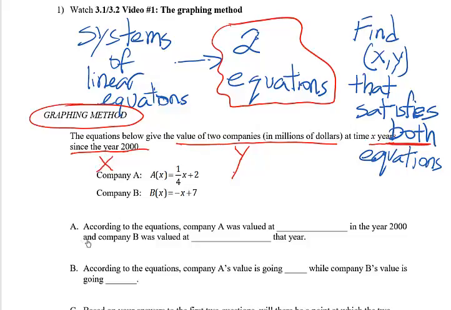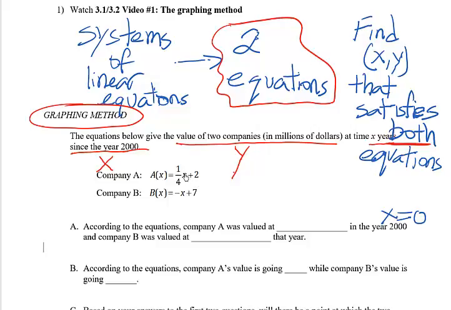Letter A says, let's look at our equations and answer a couple of questions. In particular, it looks like we're trying to figure out how much each company was valued in the year 2000. Well, the year 2000 is essentially our starting year. X stands for the number of years since 2000, which means if we're talking about the year 2000, we're talking about an X value equal to 0. So all I need to do to answer these questions is go back up to the equations, fill in 0 in place of the X, and there will be my answer. That's so easy to do, we can do it in our head.